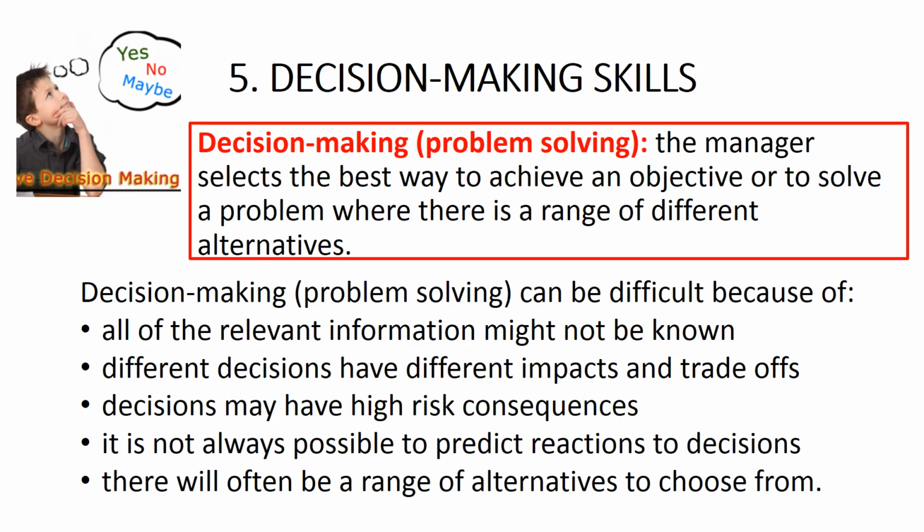Fourthly, it's not always possible for a manager to predict the reactions of people to decisions which the manager makes. For example, it may be that the manager makes a decision to introduce new technology into the business, and as a result of that decision, it's necessary for the business to reduce its workforce because employees are made redundant. They're no longer needed because of that new technology.